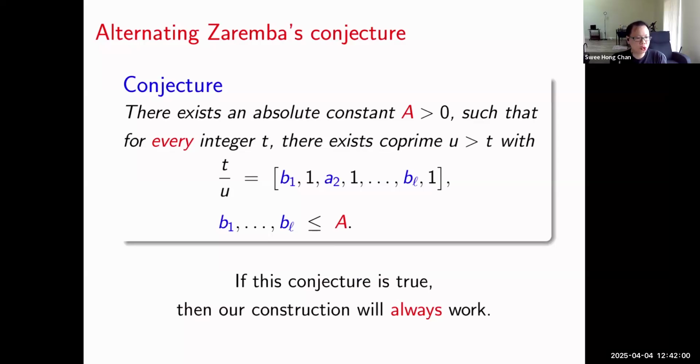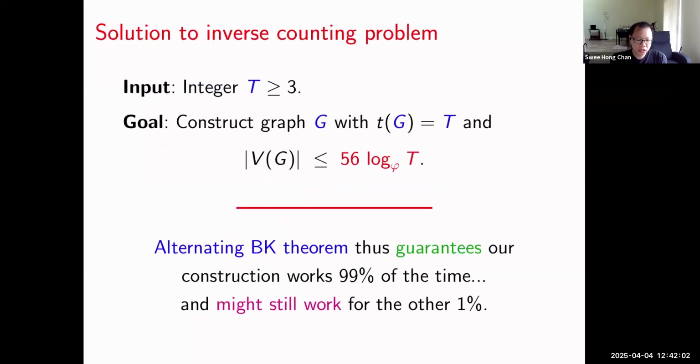Okay? If this is true, then it will follow immediately that the whole inverse counting problem can be solved deterministically. Then we don't need to do probabilistic construction anymore.